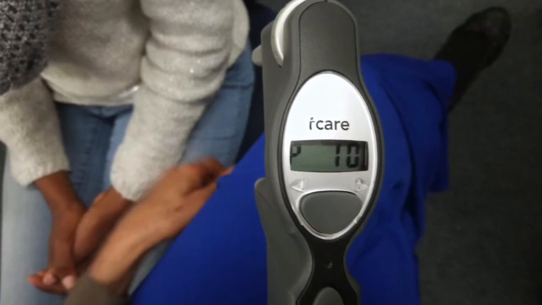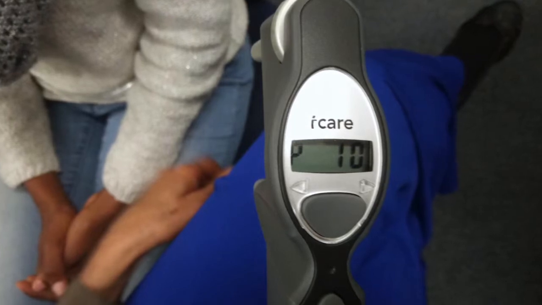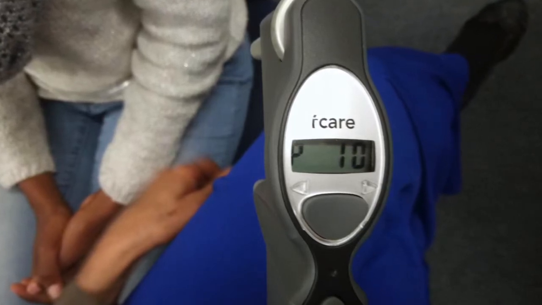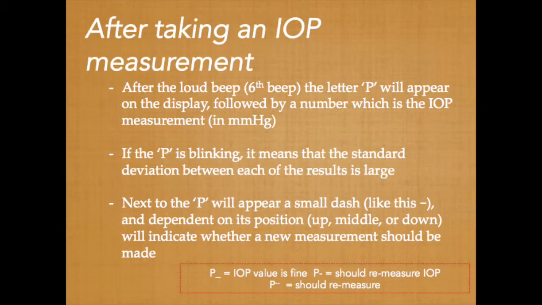Normal IOP values should be between the values of 10 and 21 mmHg, so Charlotte's results for her intraocular pressure are within normal limits. Once a result is obtained, it is also important to look at the markings on the display area of the I-CARE tonometer. The I-CARE reading shown previously had no markings next to the P and the P was not flashing. This indicates a good result and that the standard deviation between each measurement was relatively small. This makes the result reliable.